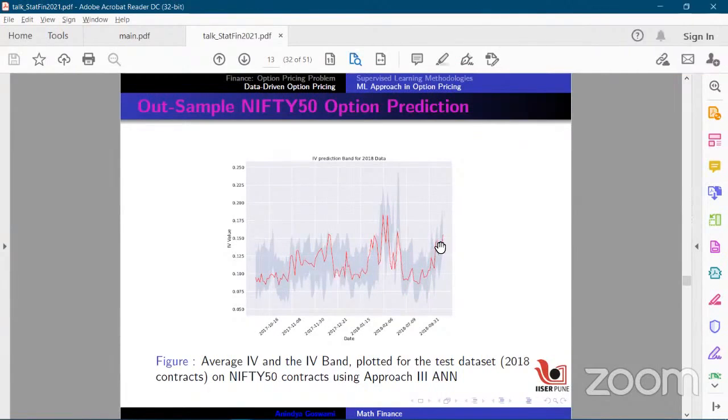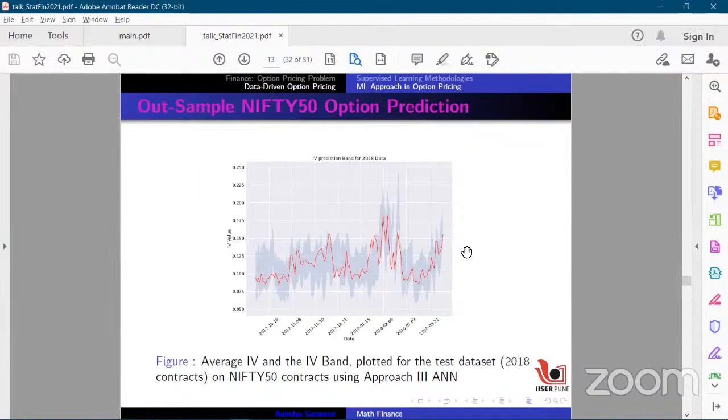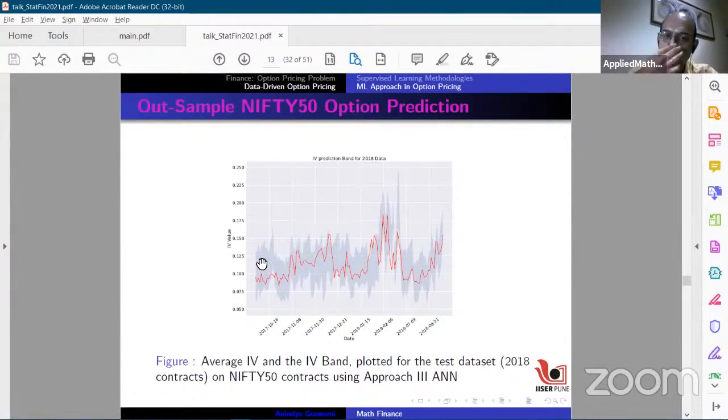One question. Did that answer your question, Ritu? So these are prediction bands that you obtain for the implied volatility. Correct, exactly.